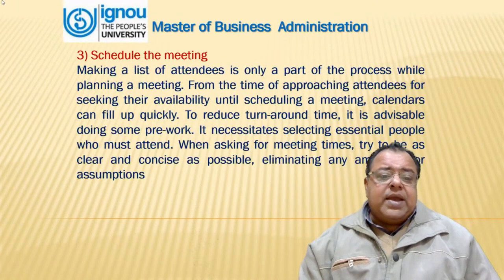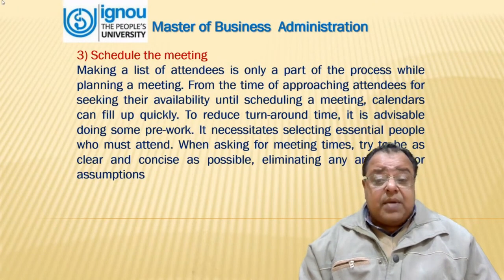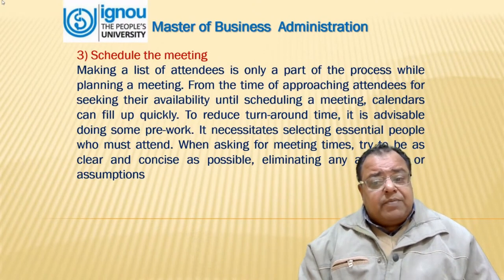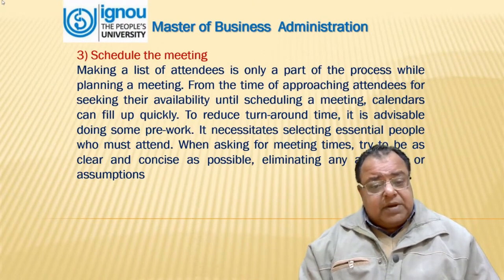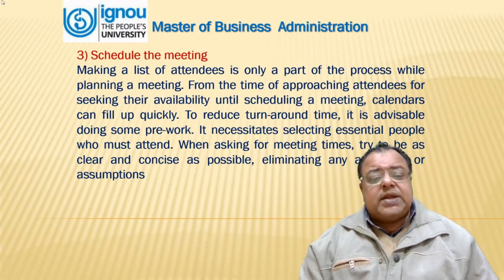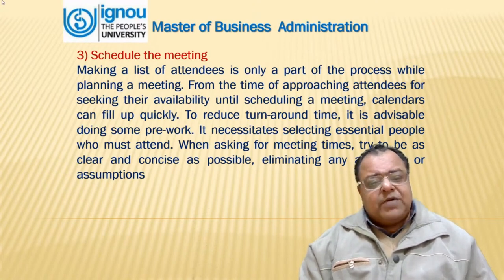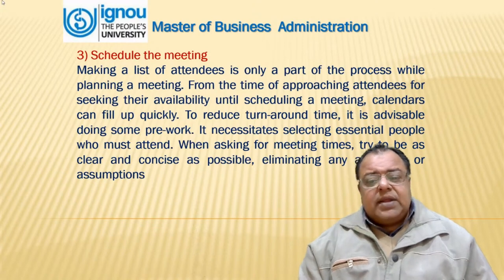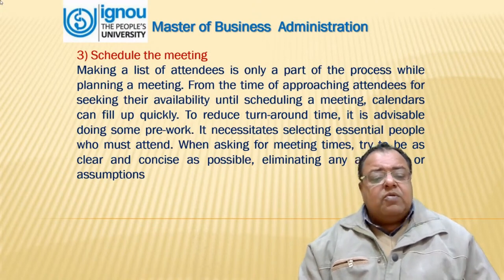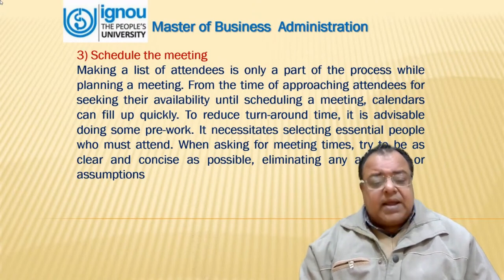Schedule the meeting. Making a list of attendees is only a part of the process while planning a meeting. From the time of approaching attendees for seeking their availability until scheduling a meeting, calendars can fill up quickly. To reduce turnaround time, it is advisable to do some pre-work. It necessitates selecting essential people who must attend. When asking for meeting times, try to be as clear and concise as possible, eliminating any ambiguity or assumptions.